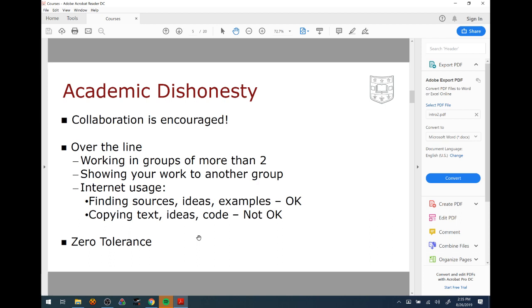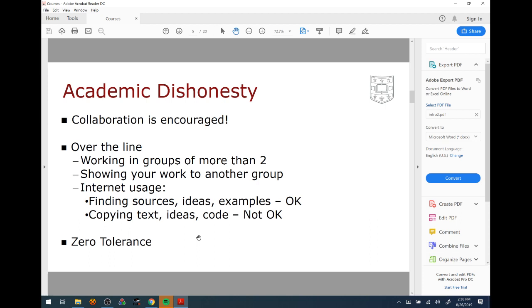Showing your work to somebody who is not your partner. If somebody's your partner, of course, go nuts. Show them everything you've done. They can show you all their work. But you cannot show your work to somebody who is not in your group. And as far as using the internet goes, I expect you to use the internet, but there's definitely a line between using Stack Overflow to help you get out of a sticky situation and copying big chunks of your assignment off of Stack Overflow and submitting that and telling me that you did that work.